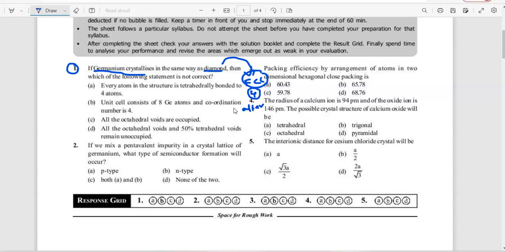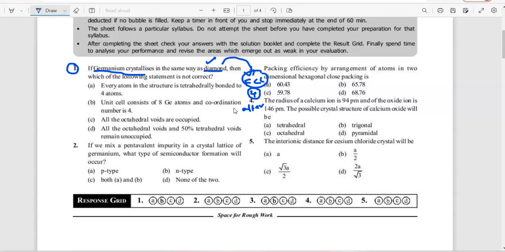Now we have to check which option is right and which is not. First option: every atom in the structure is tetrahedrally bonded to 4 atoms. Yes, every atom will be bonded tetrahedrally. We know that diamond has covalent bonds. Diamond is strong due to strong covalent bonds, which continuously connect one carbon atom with another. We call this a network bond, and because of it diamond becomes very strong. Carbon valency is 4, so one carbon atom connects with 4 more carbon atoms. So option A is right.